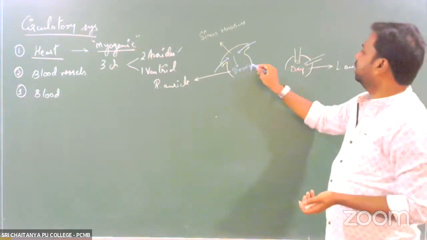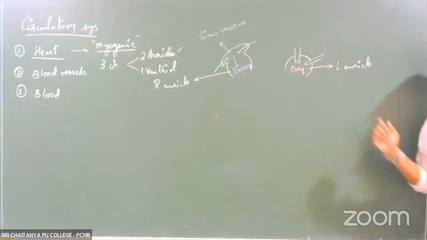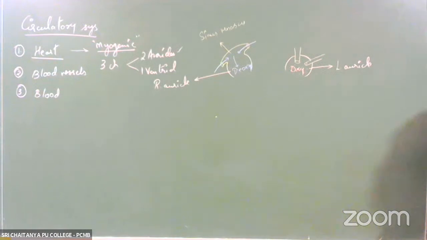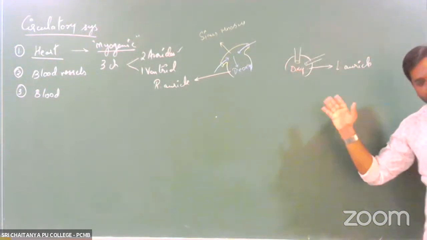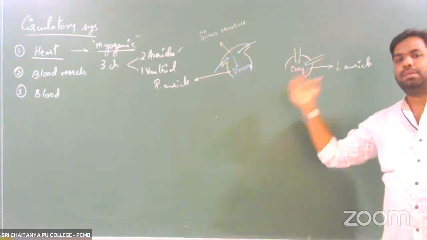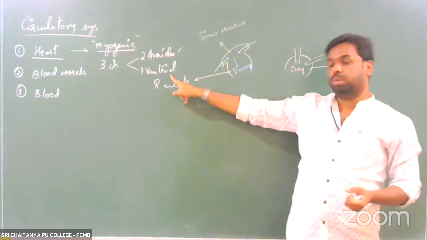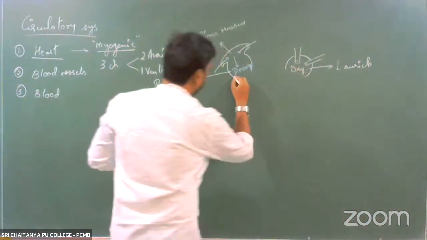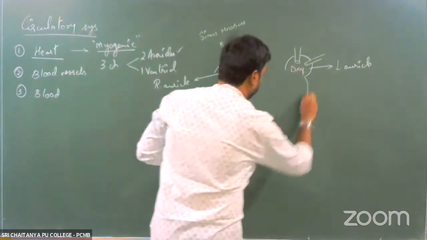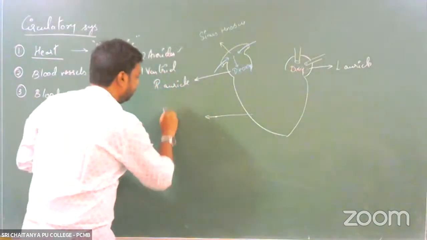Now, deoxygenated blood is present in the right auricle. Oxygenated blood is present in the left auricle. Now, the blood from the auricles will be passed on into the ventricles. So here, the number of ventricles is said to be only one, right? So let me just draw that ventricle part also. So here you would have the ventricle, right? So this is the ventricle. A single ventricle is present.